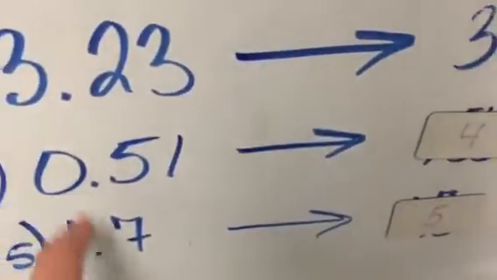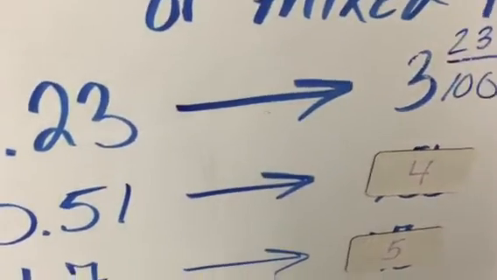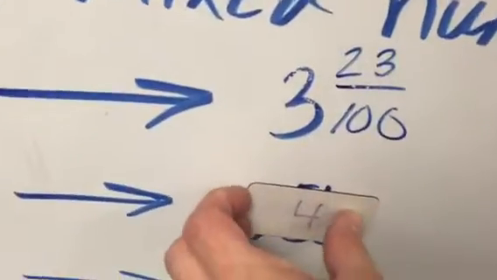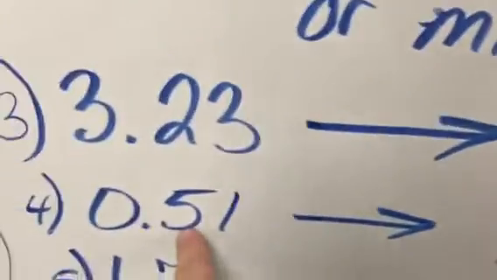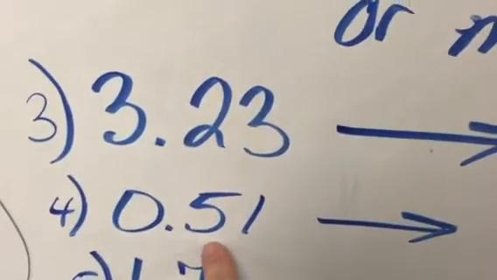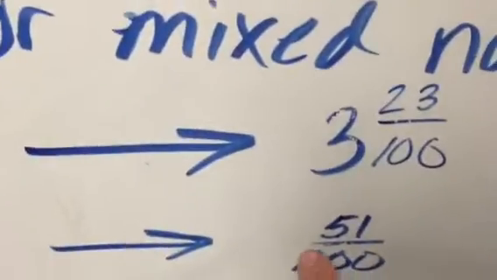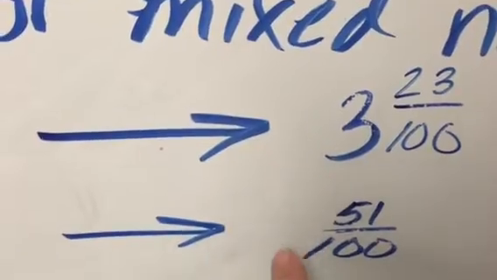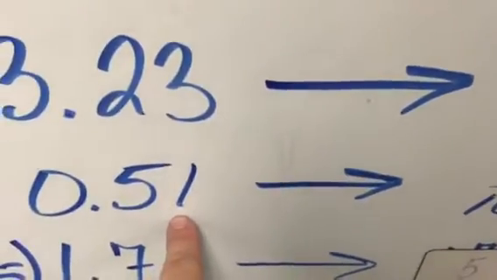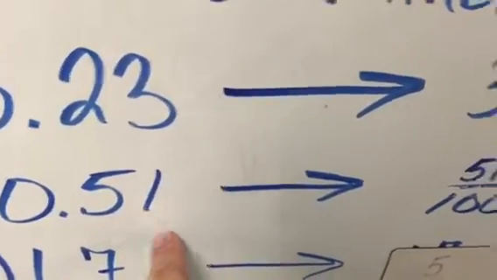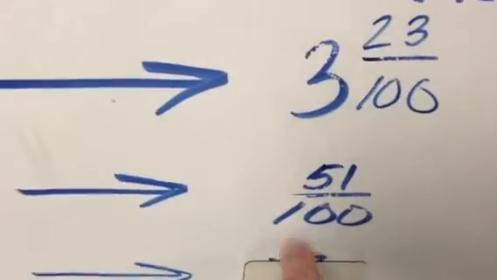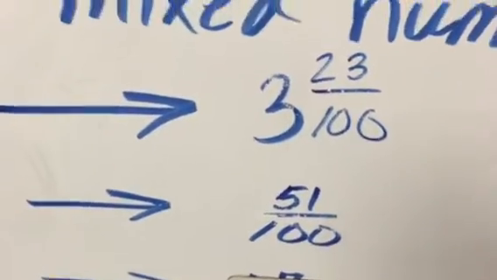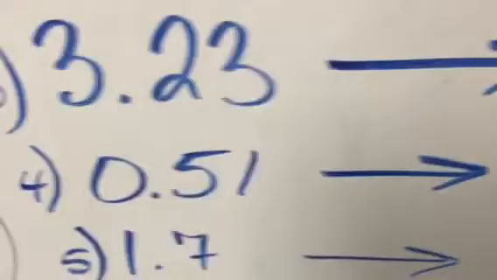The next one is 0.51. I don't have a whole number, so it's just going to be a fraction. And I take my number, I just have the 51. So I have my 51 on the top of the fraction. And I'm in the hundredths. I have tenths, hundredths. So it's 51 over 100, which we read as 51 hundredths.